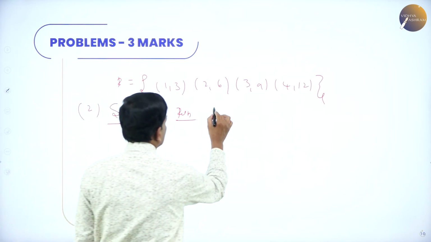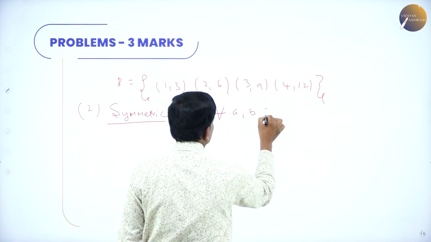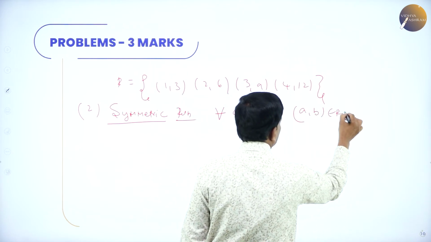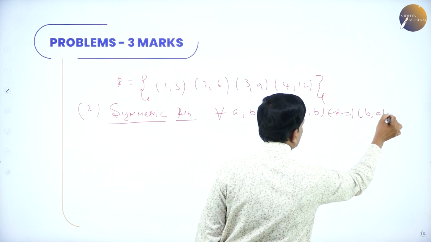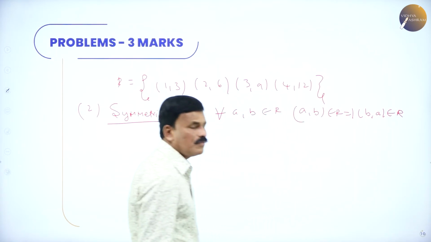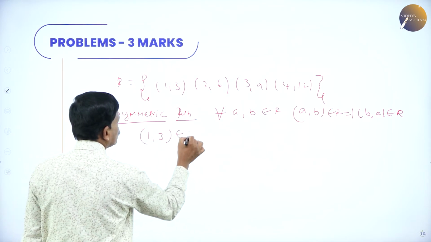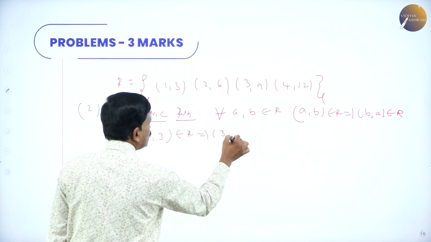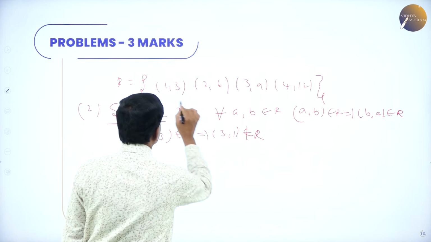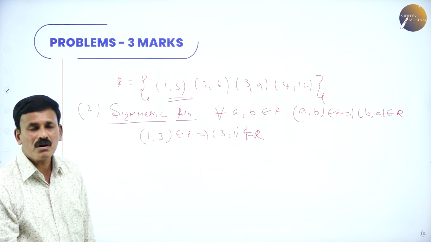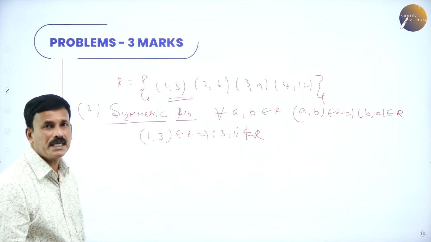What is the condition? For all a, b belongs to R, (a, b) belongs to R implies (b, a) belongs to R. Verify. Let us take (1, 3) belongs to R implies (3, 1) does not belong to R. (1, 3) is there but (3, 1) is not there. Therefore R is not symmetric.